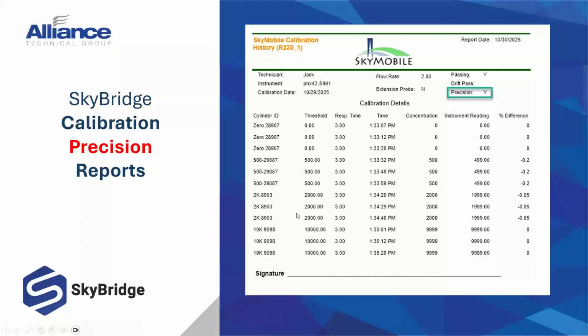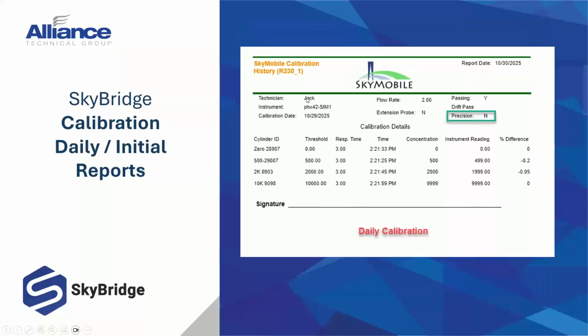Here's the 500, the 2000, and 10,000. And then you can sign it, of course, if you run it as an edit PDF or edit report, you can actually put a signature here and save it in a folder in the file manager in SkyBridge. So that's pretty cool.